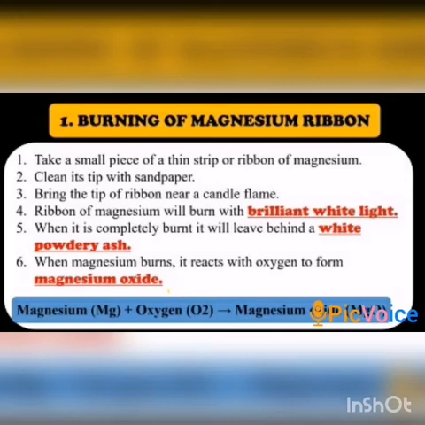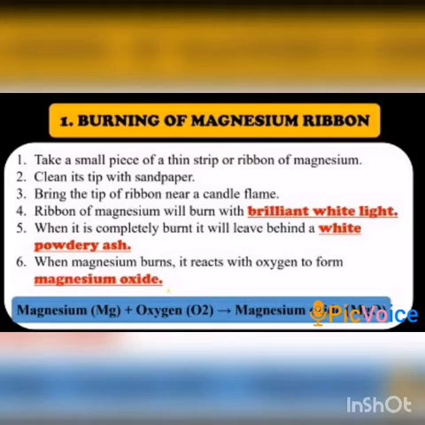Hello children, welcome to your 7th standard chemistry class. We are learning chapter 6, physical and chemical changes. In the previous classes, we have learned about some physical changes and one chemical change which takes place in iron. That means rusting of iron. Do you remember it, children?